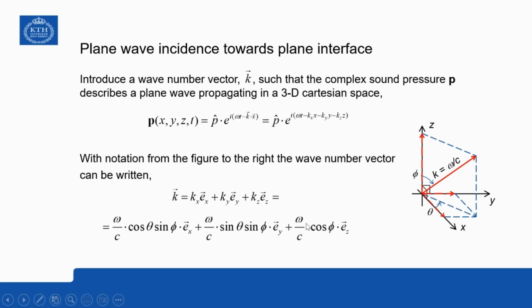And in our case, since we have waves that propagate in the xy plane, this phi is pi half, or 90 degrees. So cosine pi half is 0, so this is cancelled out, and sine phi is then 1. So we have the components omega over c, cos theta, and sine theta. And that is what we are going to use in the boundary conditions now.